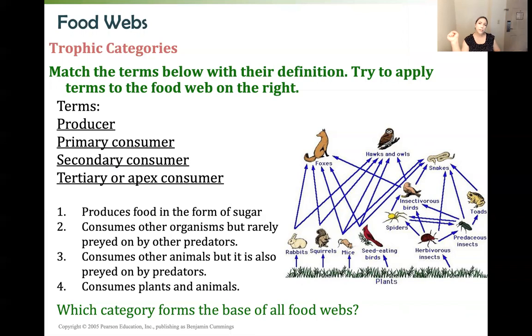Now primary consumers are also organisms that just eat plants, but they can eat plants and animals. So let's look at our food web here. We have rabbits, squirrels, mice, seed-eating birds. These are all primary consumers. They mostly eat plants. Okay, now I've put here on the bottom which category forms the base of all food webs. That would be a producer.